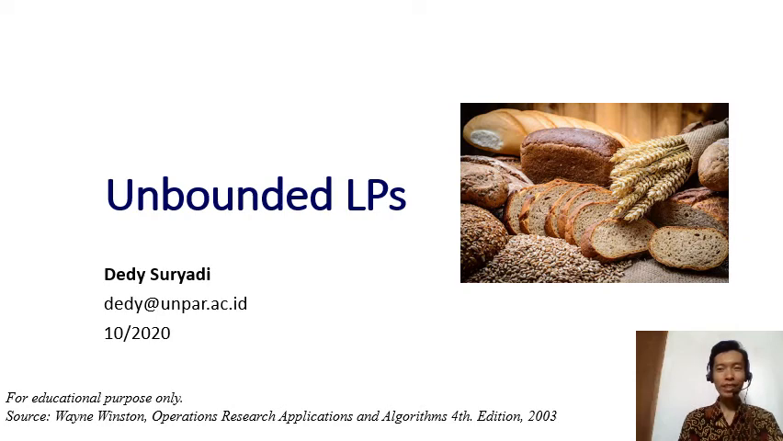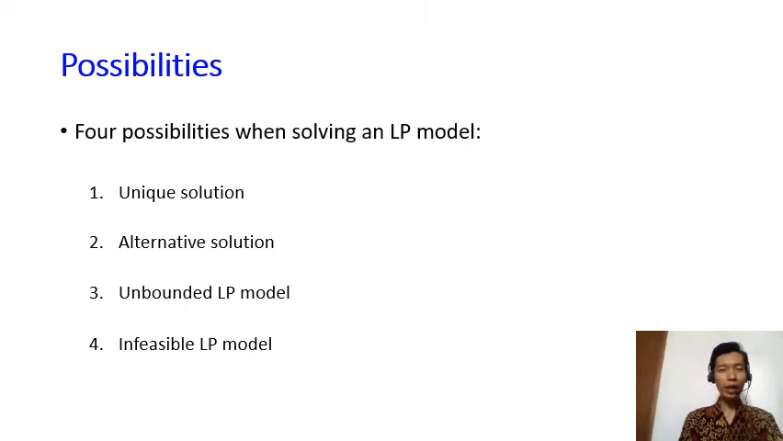In this video, let's see how we may use the Simplex algorithm to solve a linear programming problem, and then we see how we may identify that the problem itself is actually unbounded. Just a reminder that there are four possibilities when we solve an LP model. We may have a unique solution, which we've seen in week 4, an alternative solution that we have seen in the previous video, an unbounded LP model that we are going to talk about in this video, and then an infeasible LP model that we will see later.